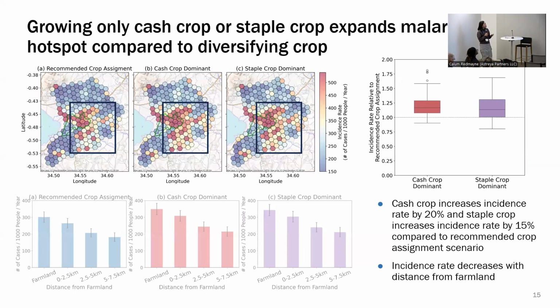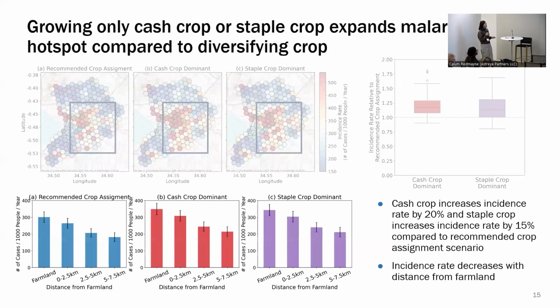Next, we compare the spatial distribution of the annual average incidence rate among the 3 cropping practice scenarios. So from the map, we can see that the hydrology integrated EMOD has the ability to reflect the spatial heterogeneity of habitats and the resulting malaria transmission. We observe an expansion of malaria hotspots in the cash crop and staple crops compared to the recommended crop assignments. The associated increase in the incidence rates is about 20% and 15% respectively.